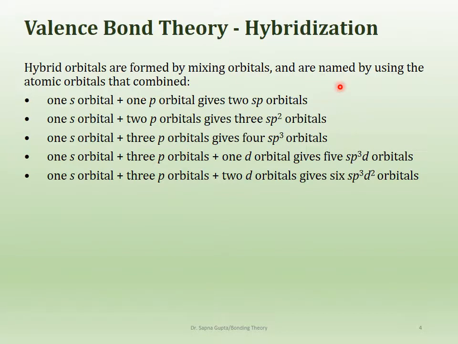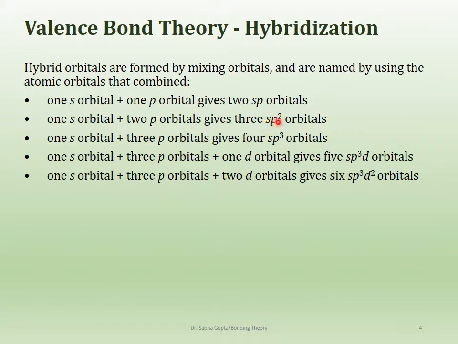Okay, so for example, you can take one s orbital and one p orbital, and if you're mixing one s and one p, that will give rise to two sp orbitals. When you mix these two, you don't just get one orbital. Whatever number of orbitals you mix, you get that number of orbitals. So if you mix two orbitals, you end up getting two orbitals that are equal. Okay, so if you have one s and two p, then you get three sp2 orbitals.